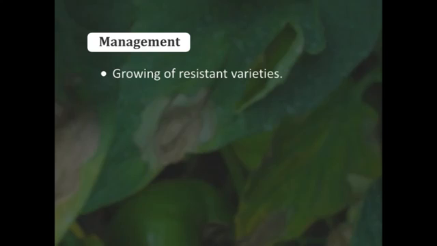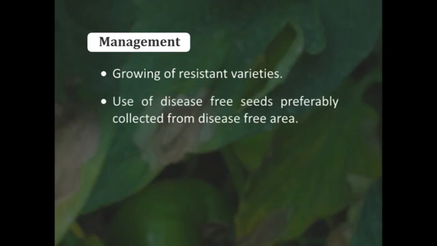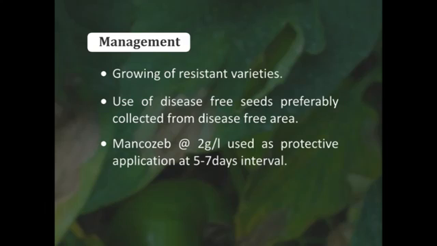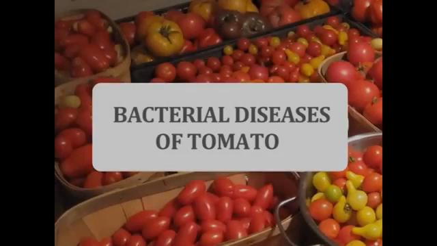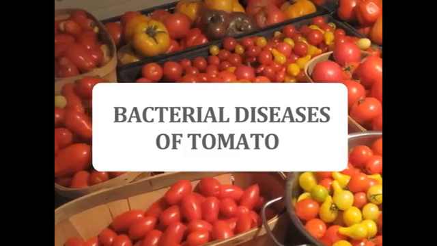Growing of resistant varieties is also recommended. Use of disease-free seeds, preferably collected from disease-free area. Mancozeb at the rate 2 gram per liter used as protective application at 5 to 7 days interval. Mixture of metalaxyl and mancozeb at the rate 2 gram per liter used as protective and curative application at 5 to 7 days interval. Next is the bacterial diseases of tomato.